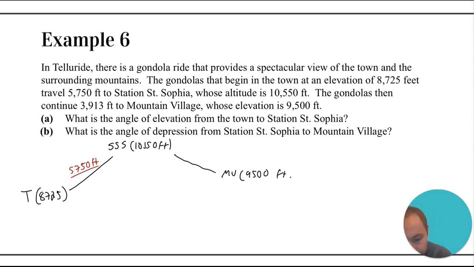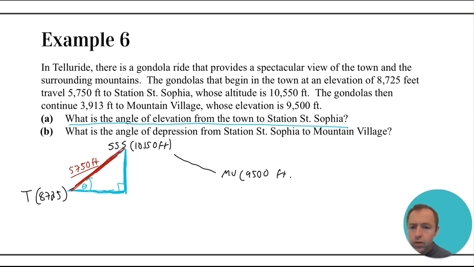Okay. So the first question that we're asked here is what is the angle of elevation from Telluride to Station St. Sophia? So we need to go from horizontal from Telluride, and then pivot upwards along the actual travel of the gondola and figure out this angle measure right there. So we'd want to construct a right triangle, so we go straight up and get a nice little right angle right there, and then figure out that angle theta right there. So we do know this side length right here is 5,750 feet.